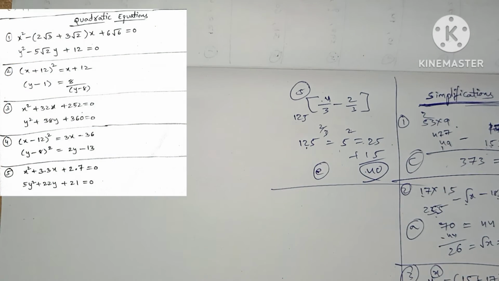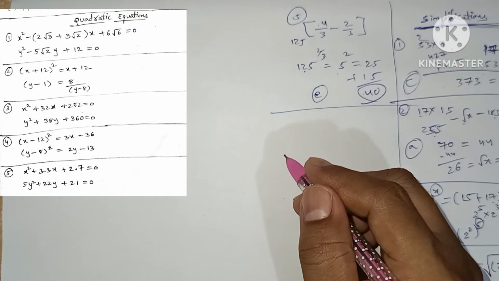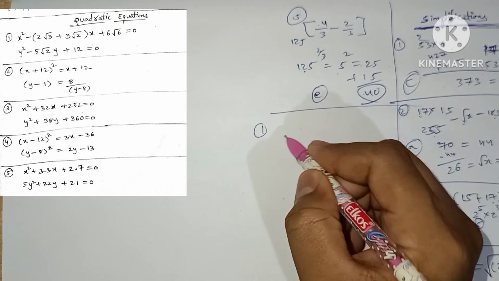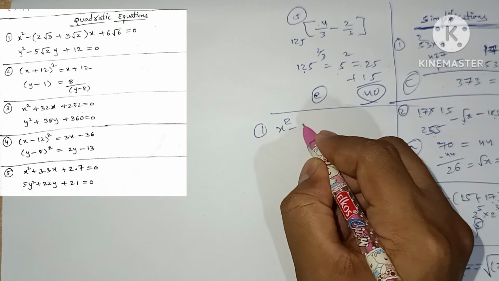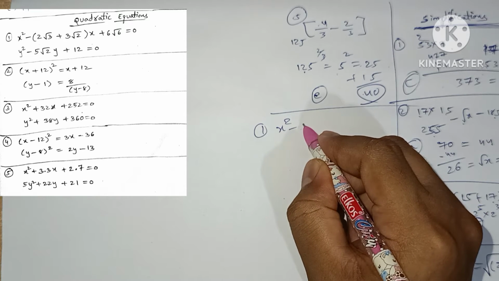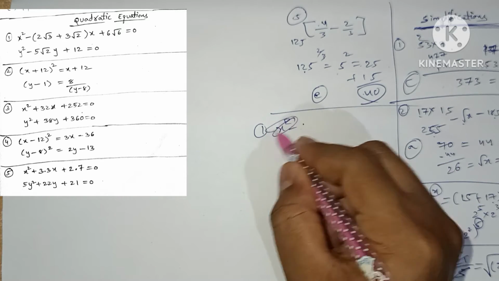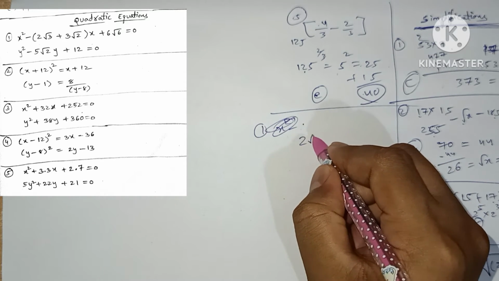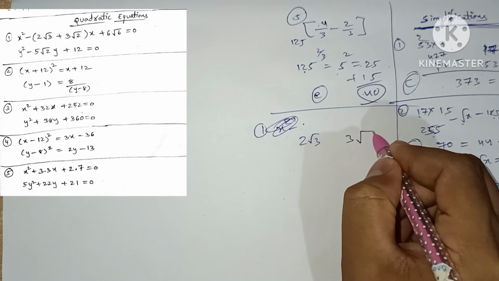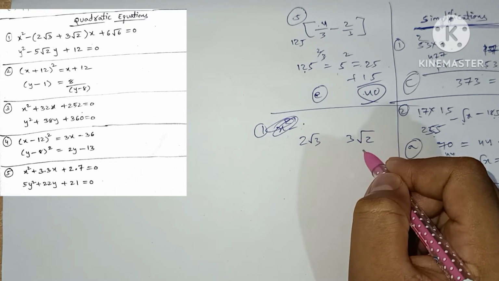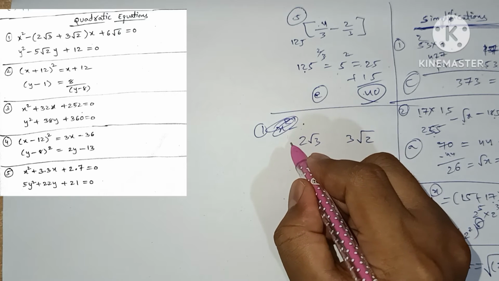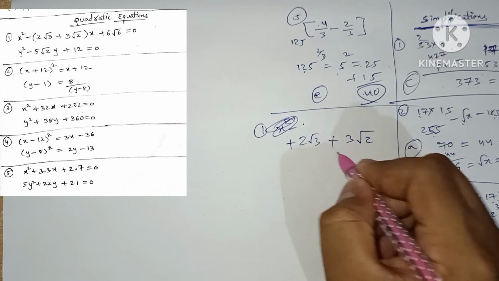Now we are going to see quadratic equations. First quadratic equation is x square minus (2 root 3 plus 3 root 2) whole x plus 6 root 6. The answer for this one is nothing but 2 root 3 and 3 root 2 are the factors. Here we see minus and plus pattern, so the roots will both be positive.